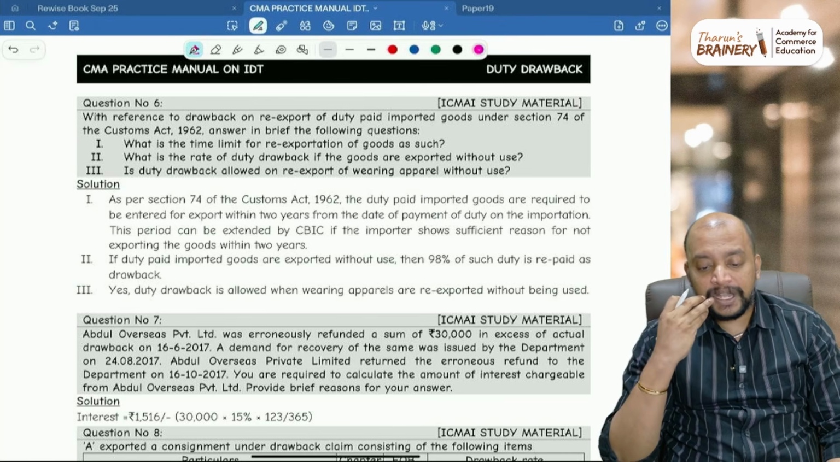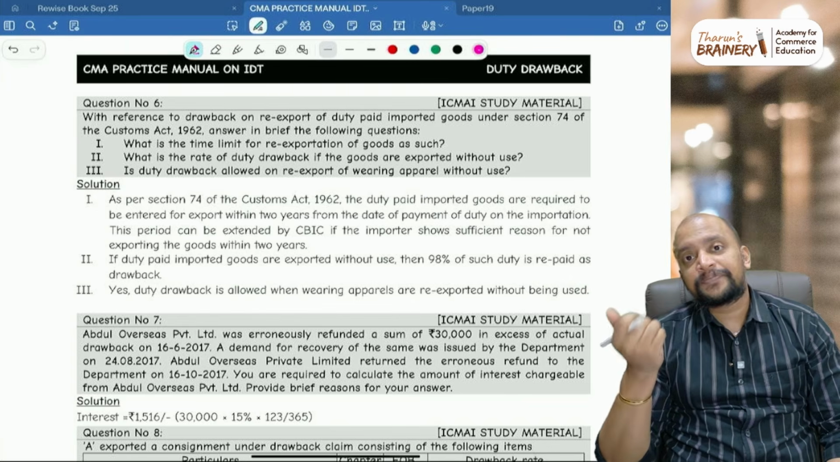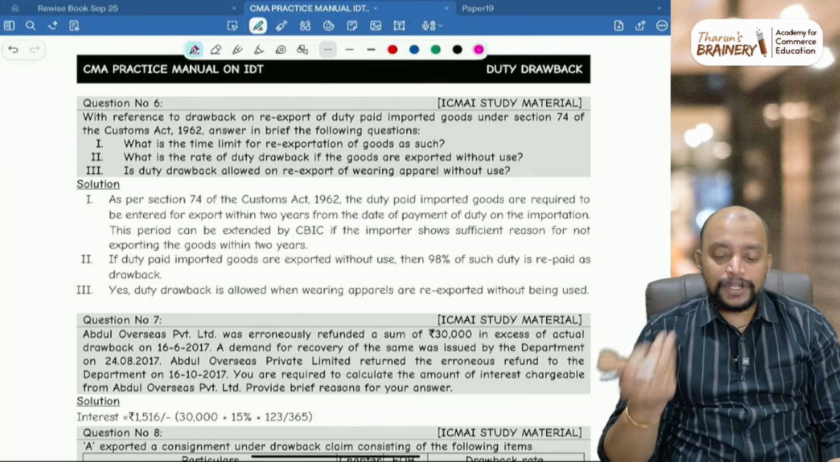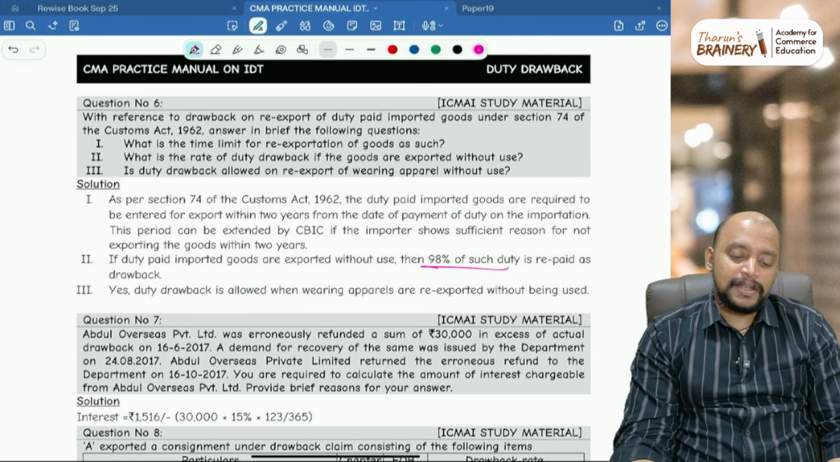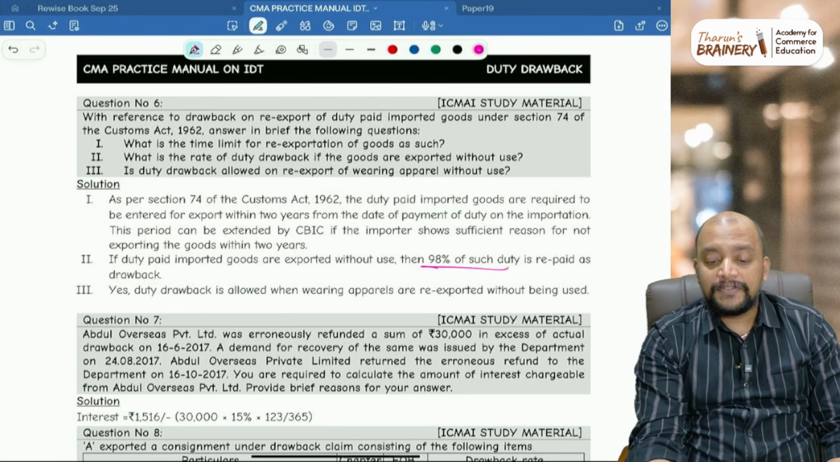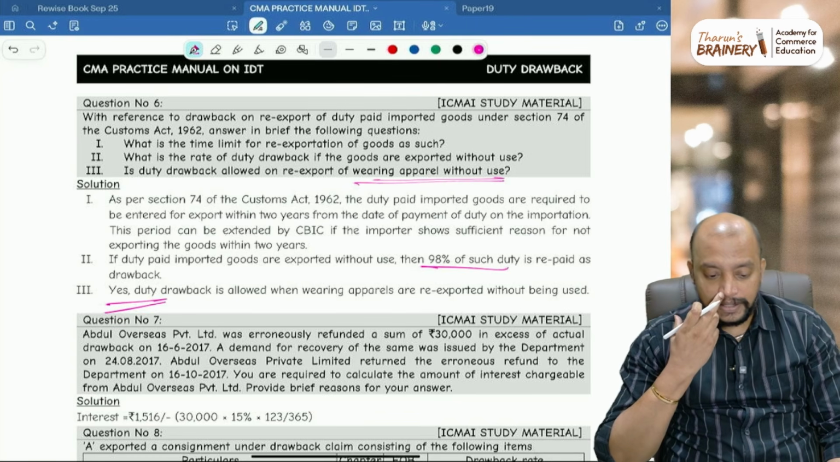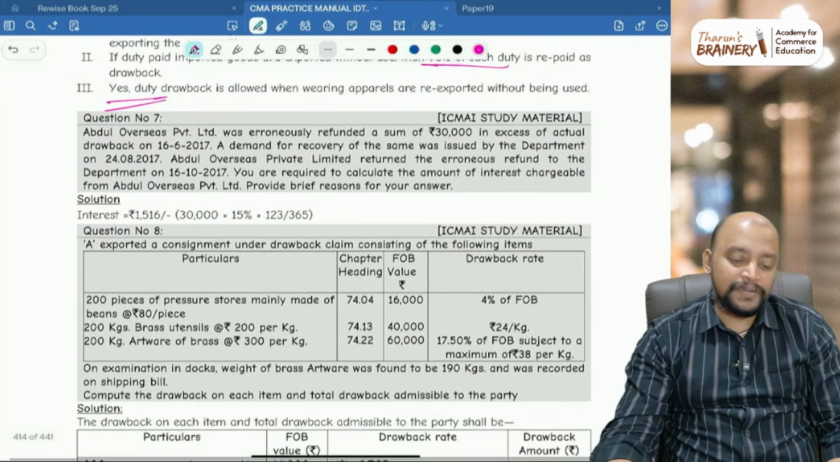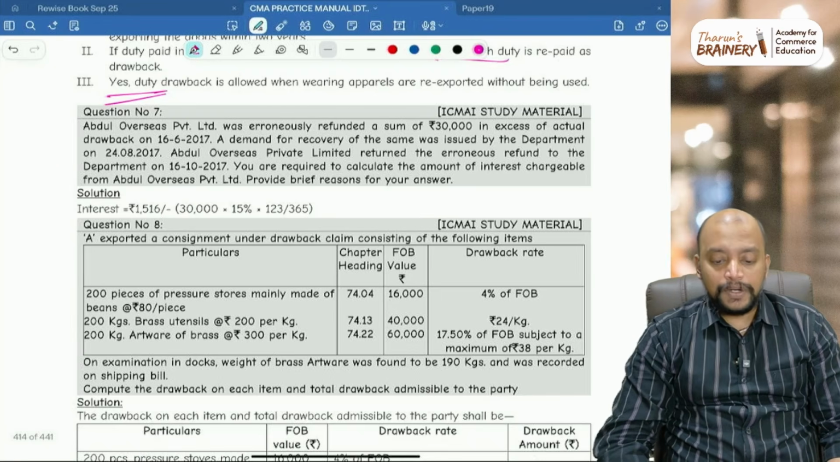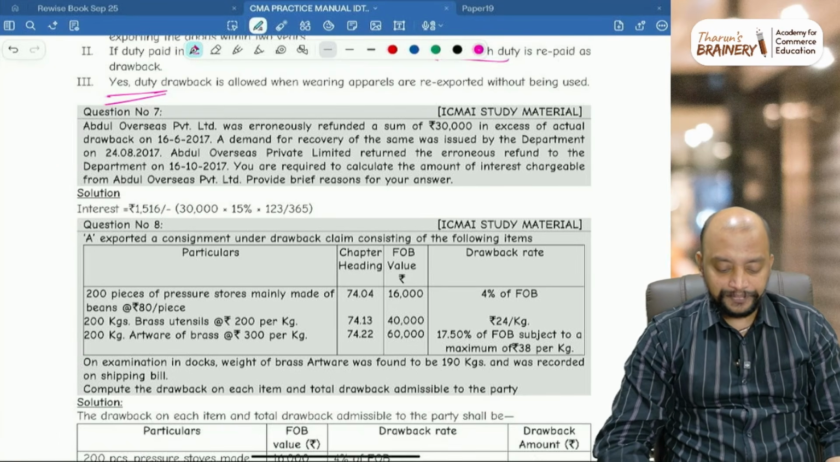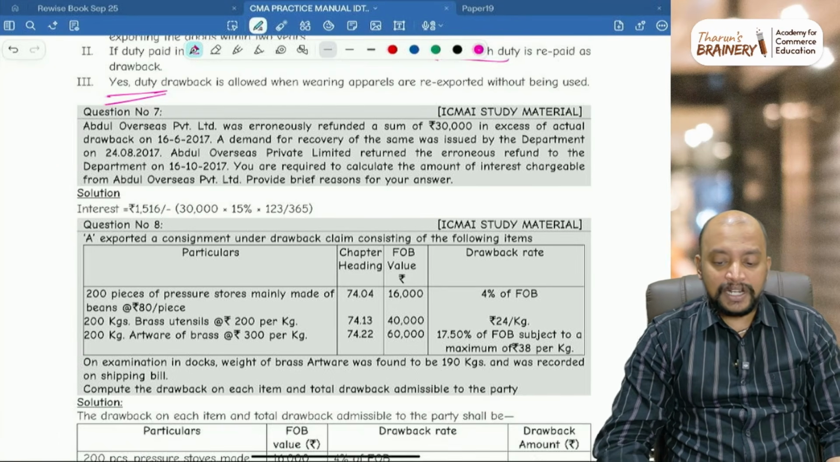What is the rate of duty drawback if the goods are exported without use? If the goods are exported without use, 98%. And is duty drawback allowed on re-export of wearing apparel without use? Yes, possible. Okay.